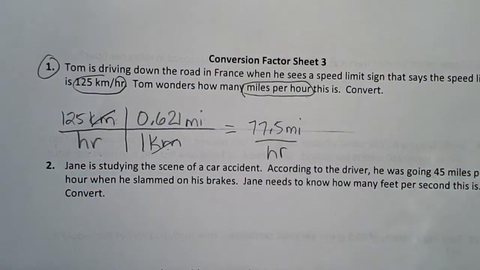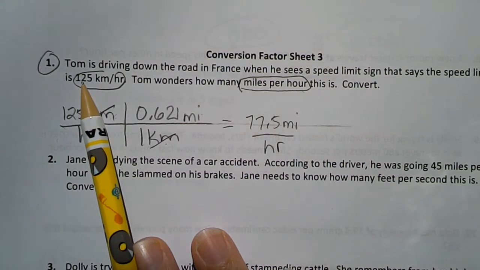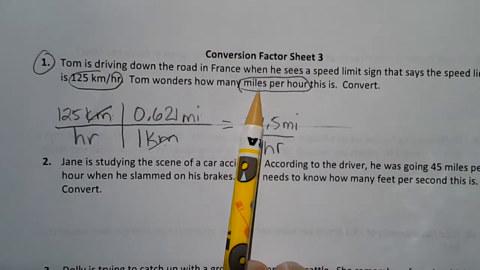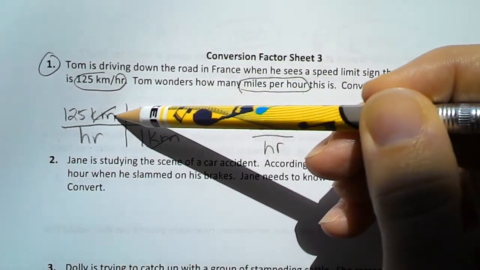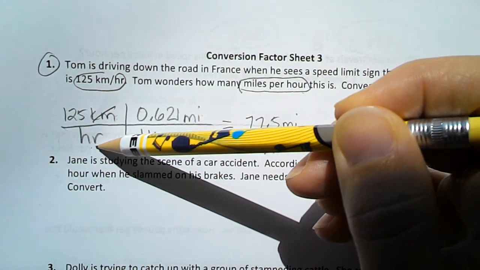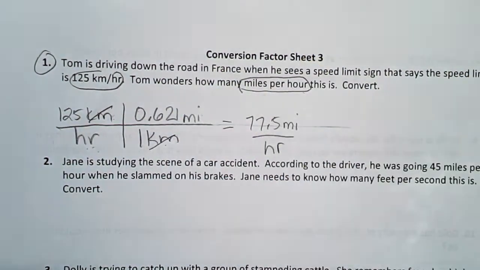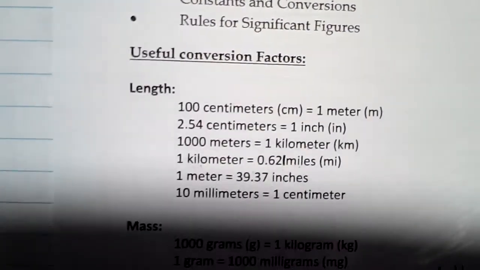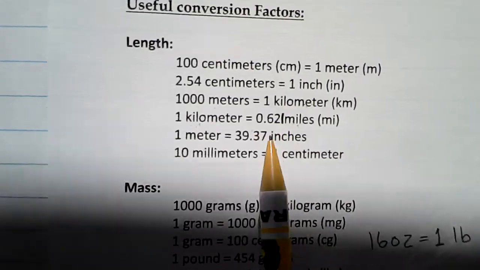The last page can be a little bit more tricky because it has units on the top and on the bottom. The first one's not too hard. Tom is driving in France. He wants to know how much 125 kilometers per hour would be in miles per hour. So when I write kilometers per hour, I write kilometers in the numerator and hour in the denominator. Okay, so now I want to change from kilometers to miles. I happen to have that conversion on page 3B, so I can easily look at that. Please make sure there's a 1 right here. It's very important that there's a 1.